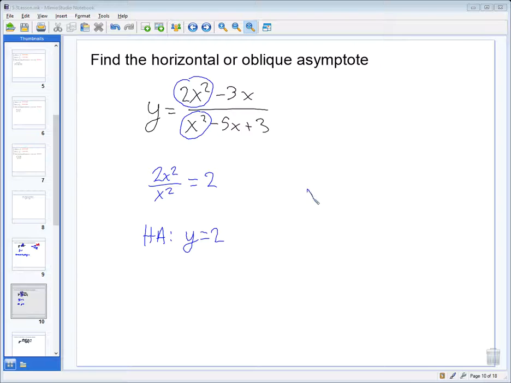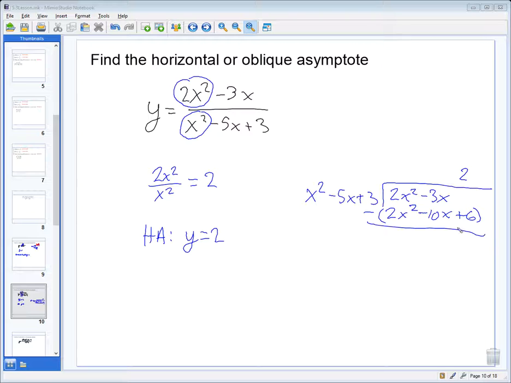Again, we could do long division with this if you wanted to. X squared minus 5x plus 3 going into 2x squared minus 3x. 2x squared divided by x squared is 2, and I would multiply this through: 2x squared minus 10x plus 6. Then I would subtract, and these 2x squareds would cancel. I would get 7x minus 6. And 7x is not divisible by x squared, which means we would have a remainder. And since we don't use the remainder, 2 is my answer, and I get y equals 2.